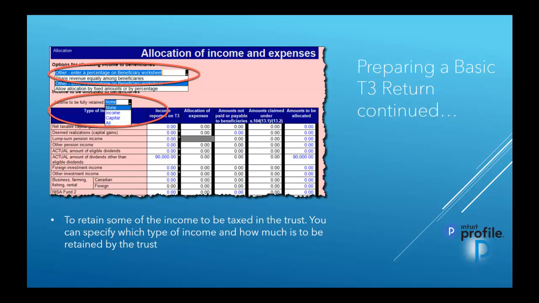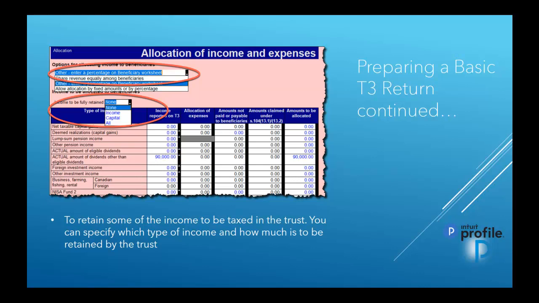Now, to retain some of the income to be taxed in the trust, you can specify which type of income and how much is to be retained by the trust by indicating under the income to be fully retained: non-income, capital, or all.